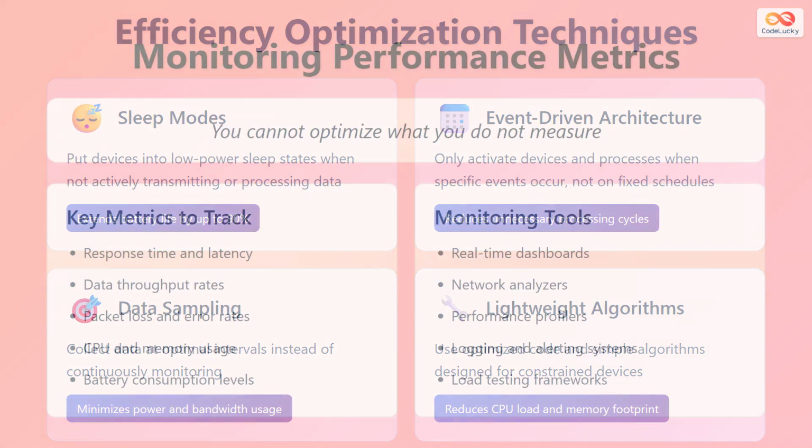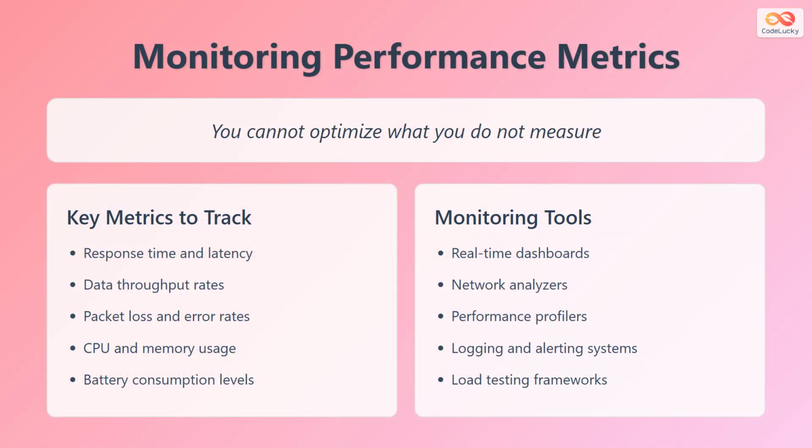Remember, you cannot optimize what you do not measure. Key metrics to track include response time and latency, data throughput rates, packet loss and error rates, CPU and memory usage, and battery consumption levels. To monitor these effectively, utilize real-time dashboards, network analyzers, performance profilers, logging and alerting systems, and load testing frameworks. Continuous monitoring provides the insights needed to identify bottlenecks and opportunities for improvement.